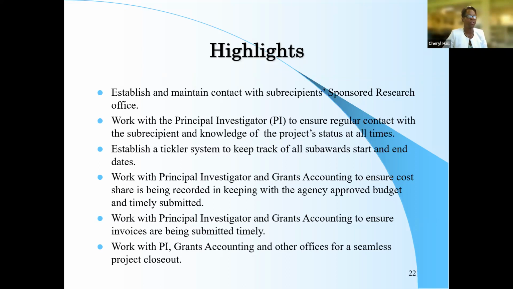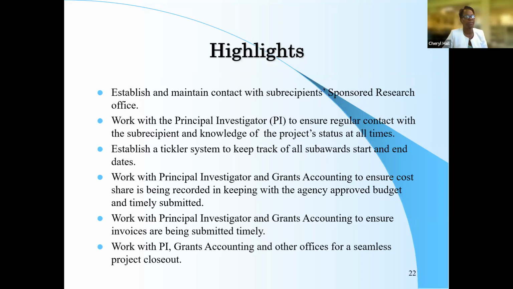I suggest you establish a tickler system to keep track of all subaward start and end dates. Now, this is of particular importance because if you have several subawards running at the same time, you don't want to run the risk of having one slip an end date and it needs to be closed, you didn't close it, or it needs to be open for another year and you missed the cutoff. You run the risk of having to do a whole new subcontract or subaward where you could have done an amendment to extend it, provide more funds, or whatever the situation may be.